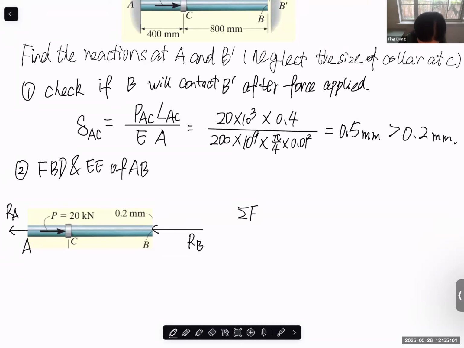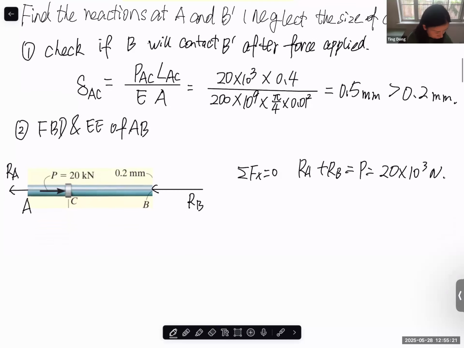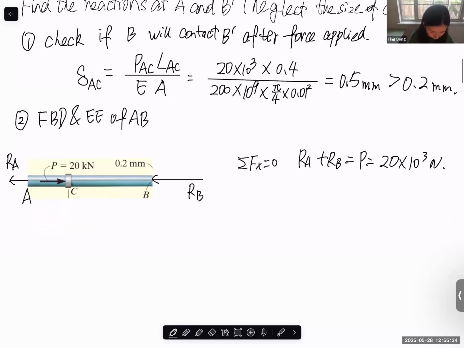from statics, we have the force in the x direction equal to 0. RA plus RB equal to P, equal to 20 kilonewton. First equation. Second equation is from the geometry compatibility.